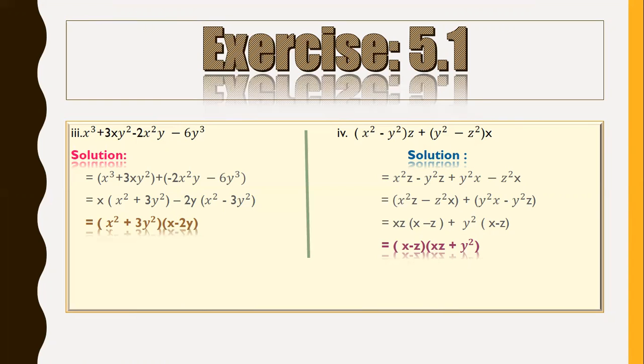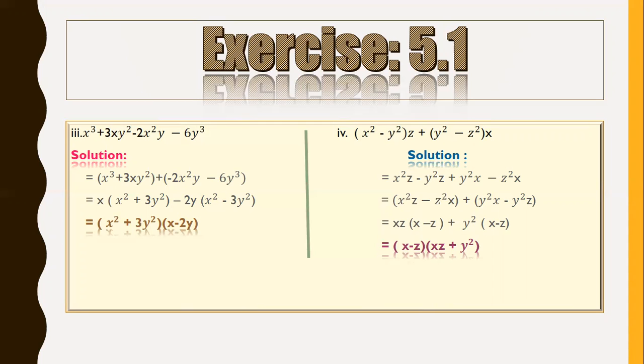Come to the fourth part, x square minus y square z plus y square minus z square x. Already they have the partners x square minus y square, z and x. They both are outside the bracket. For this question, first we multiply the variables within the brackets and then after multiplying, we make the partners and then again we factorize the terms. So in the first step, we multiply z with x square minus y square: x square z minus y square z. The next bracket, when we multiply it, gives x plus y square x minus z square x.